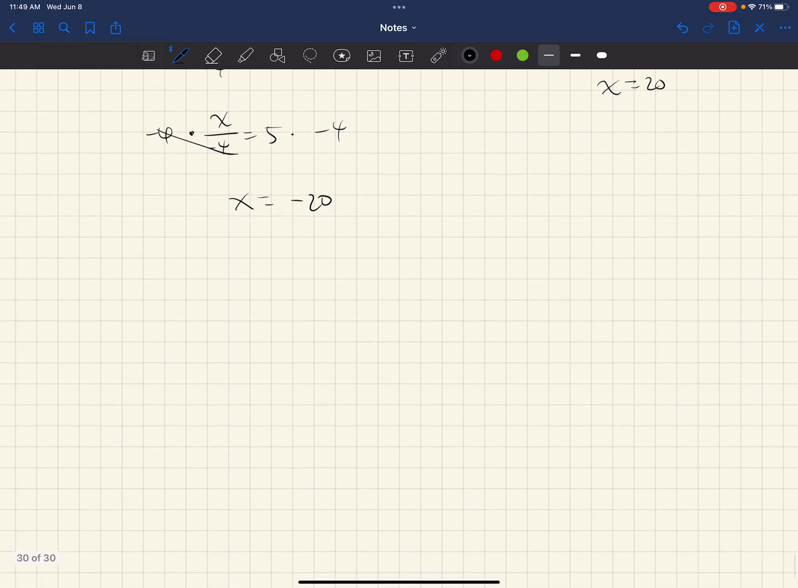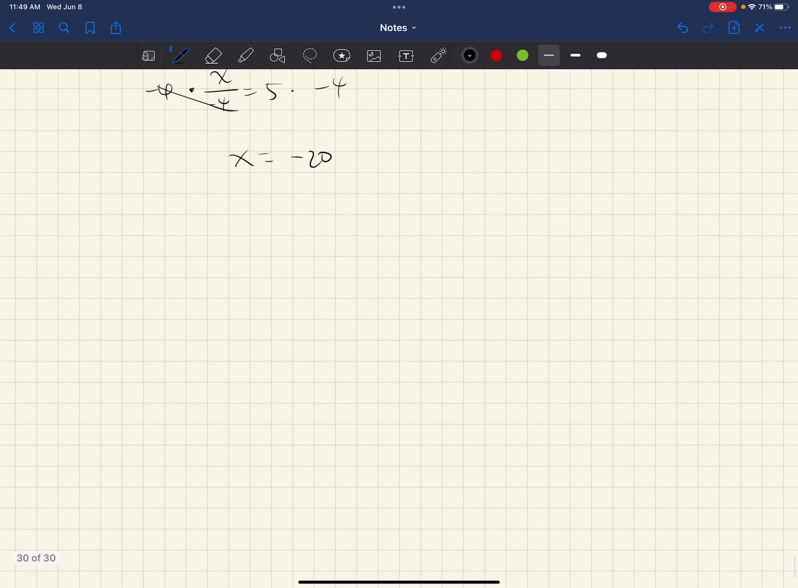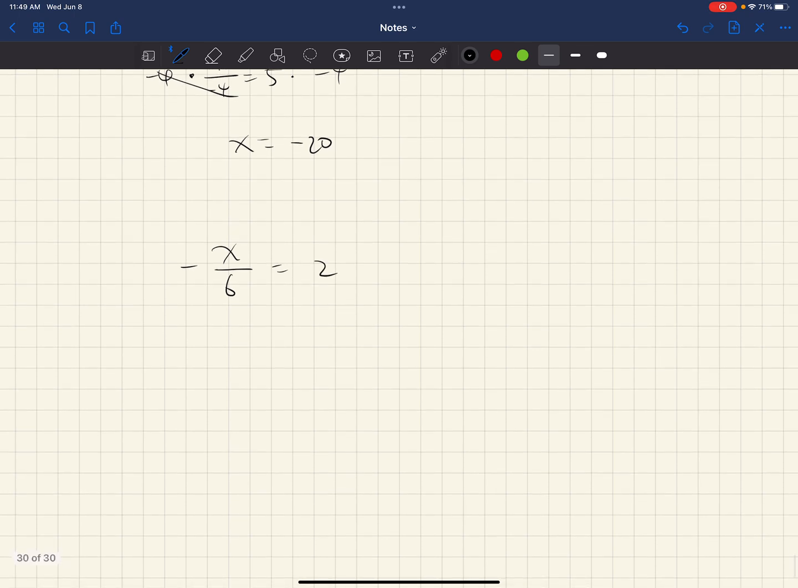Let's do another one. So if I have negative x over 6 is equal to 2. The way that we do that is we multiply by negative 6 on both sides. Why? Because whatever you do to one side, you have to do to the other side. And negative times a negative is positive, and the 6 cancels out. So this gives me a positive x is equal to 2 times negative 6, which is negative 12.